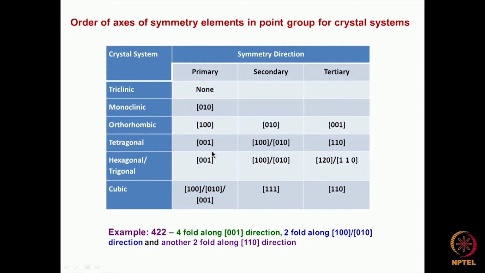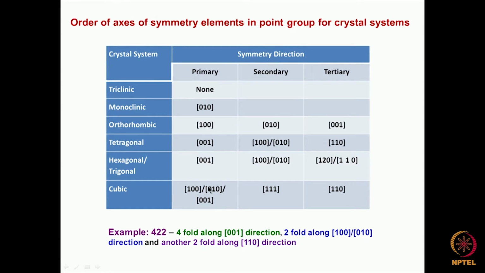And here if we look at tetragonal, 0 0 1 is shown along the primary one. So the first letter represents a 4. Then the next one represents the secondary, that is, what is the symmetry along 1 0 0 or 0 1 0, and the third letter represents the symmetry along the 1 1 0 direction.